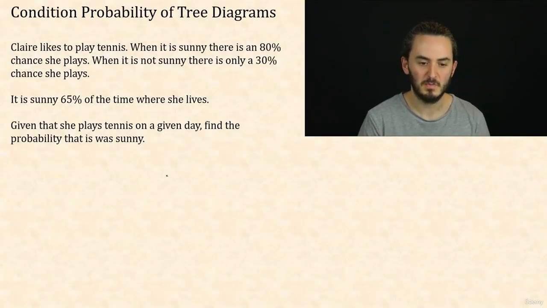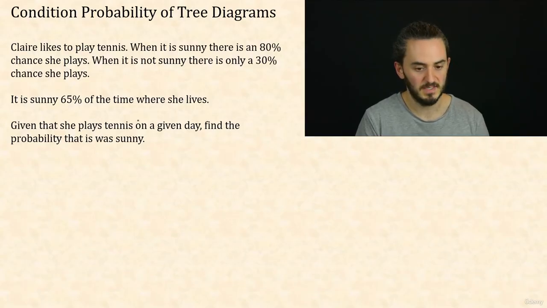Okay, Claire likes to play tennis, don't we all? When it is sunny, there is an 80% chance she plays. When it is not sunny, there is only a 30% chance she plays. It is sunny 65% of the time where she lives. Given that she plays tennis on a given day, find the probability that it was sunny.